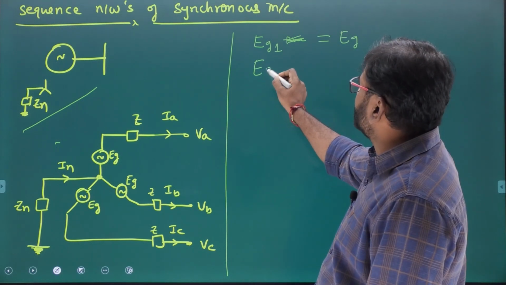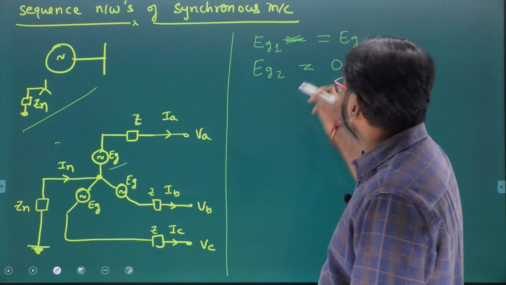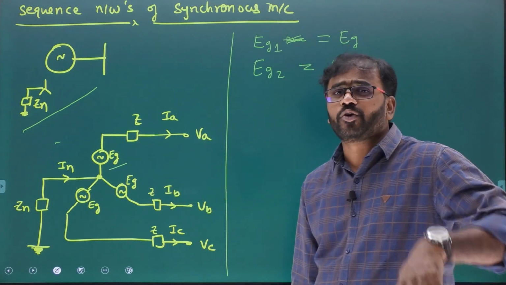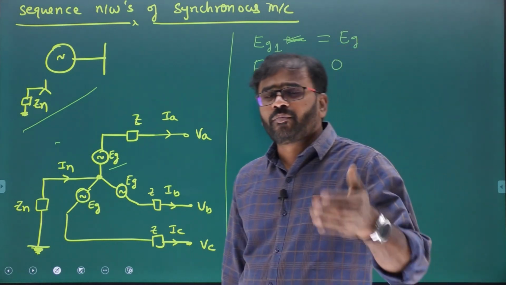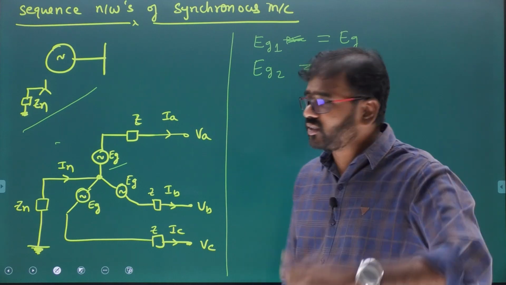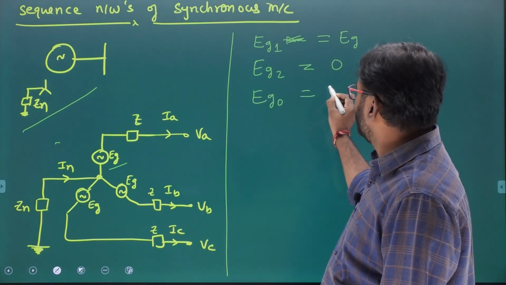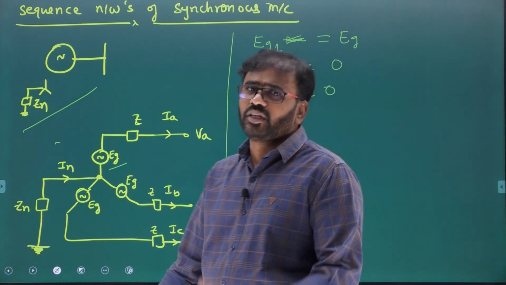But is the negative sequence component of generated voltage there? That is always 0, because a generator is always designed to produce balanced voltages. Whenever balanced voltages are produced, only positive sequence exists. Negative and zero sequence will not exist. Simple common sense. And the zero sequence component of generated voltage is always 0. That is the first thing.